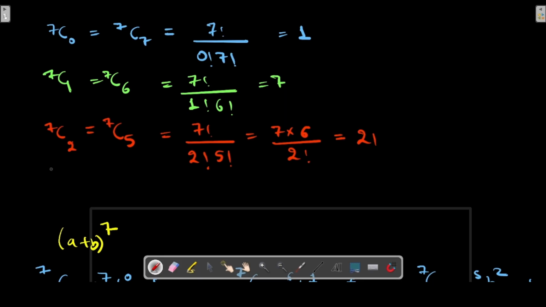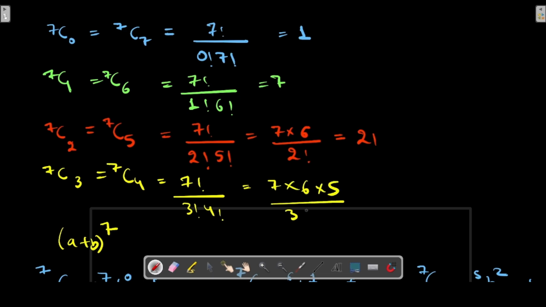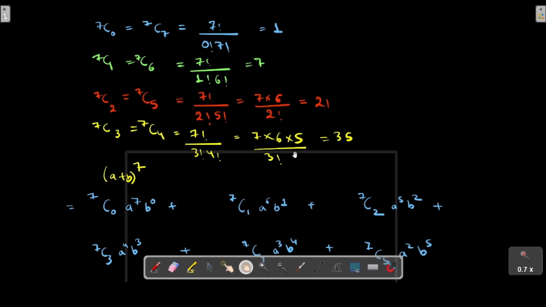Then you have 7C3 will be equal to 7C4, that is 7 factorial upon 3 factorial and 4 factorial. 7, 6, 5 in the numerator, in the denominator you have 3 factorial, and that's your 35. Let's just plug in these values.